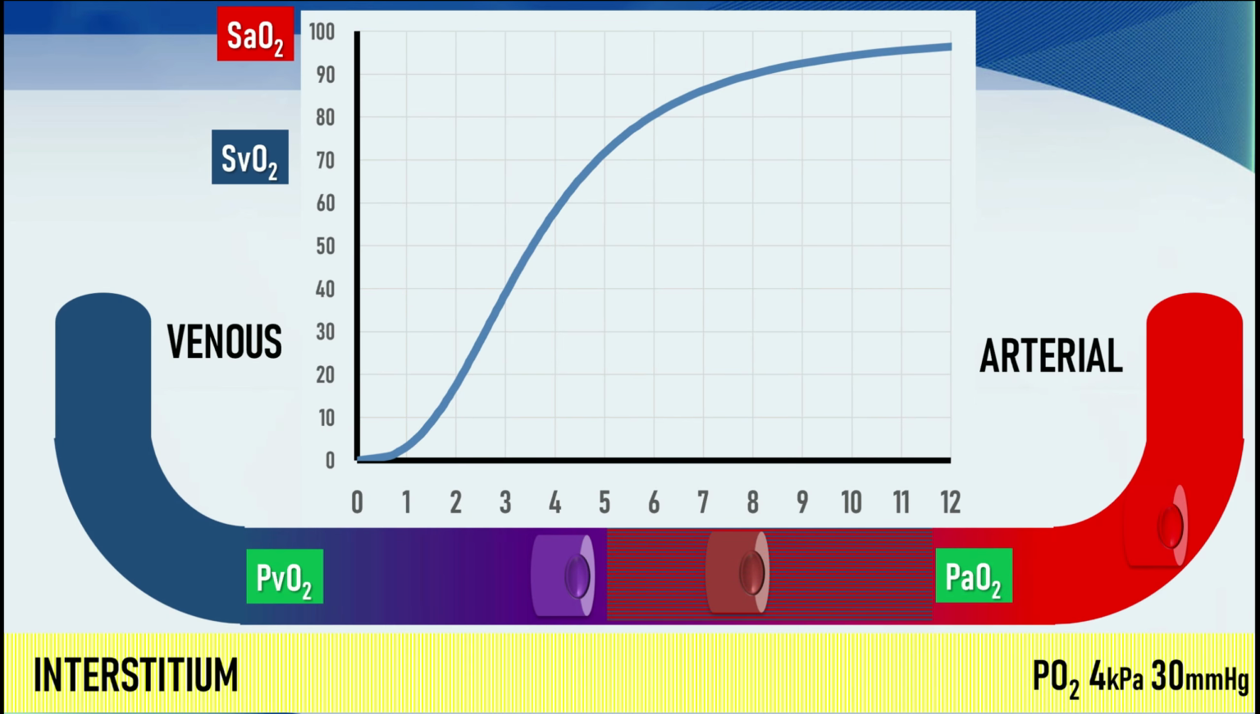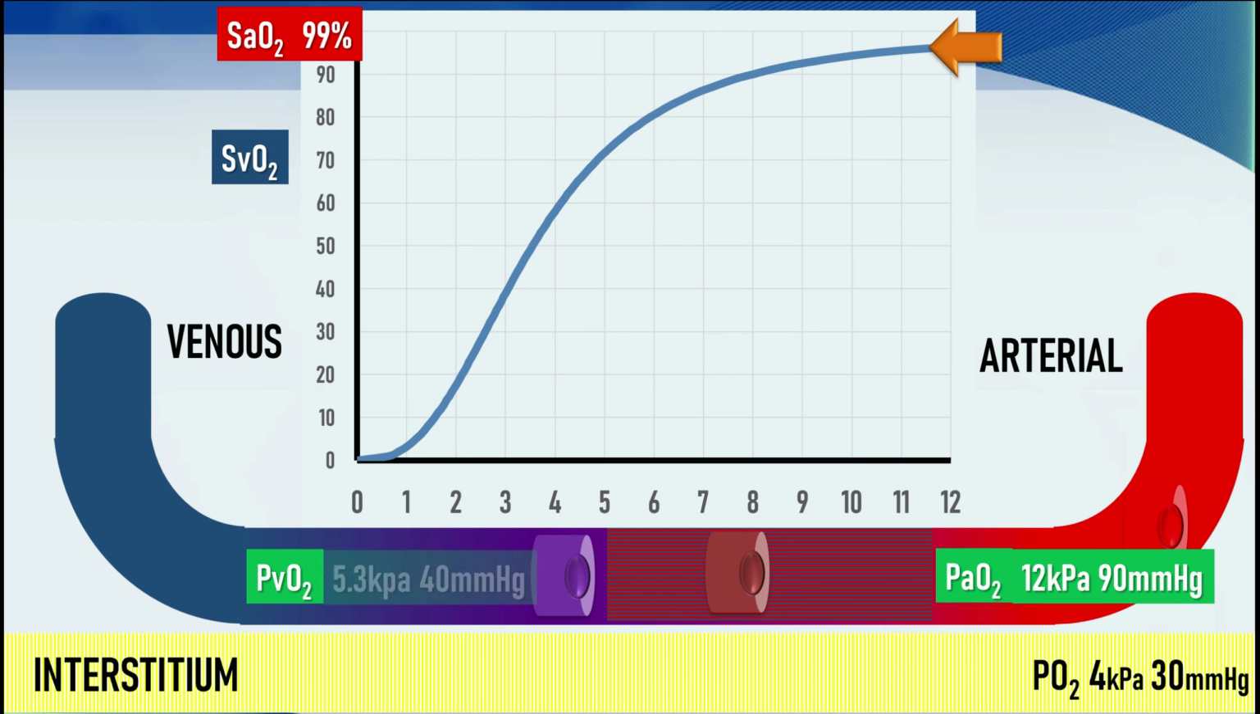Let's dig deep into the curve. So we start with arterial blood leaving the aorta, where the PaO2 is 12 kilopascals or 90 millimeters of mercury, with an oxyhemoglobin saturation of 99%. At the end of the microcirculation in the veins, that oxygen has depleted with a PvO2 of 5.3, 40 millimeters of mercury, and a mixed venous oxygen saturation of 75%.